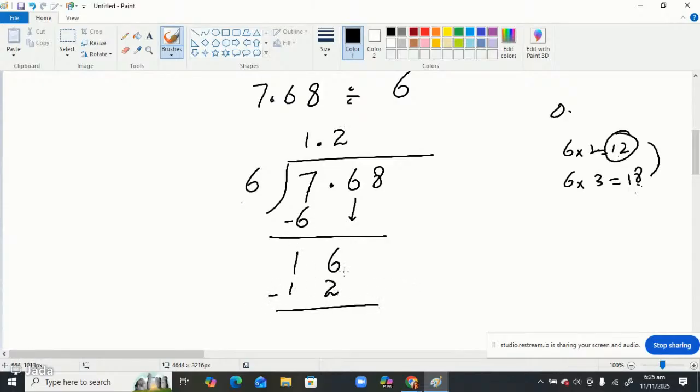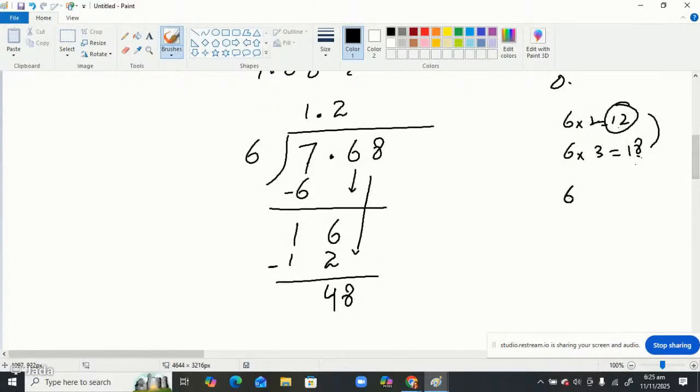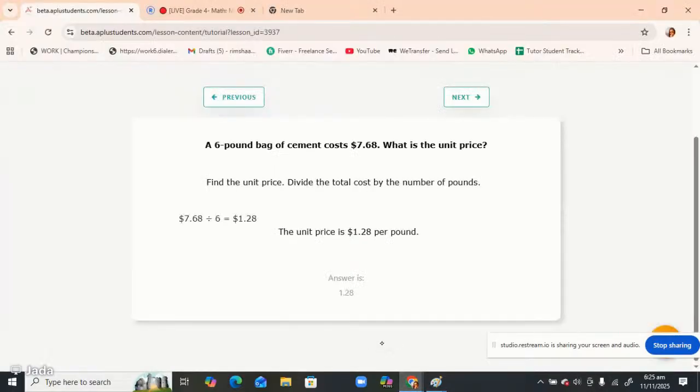Now just subtraction. 16 minus 12 is 4. Now bring the 8 down. 6 times which number is 48? 6 times 8 is 48. So 6 times 8 is 48. Here we go with that. So that is the answer, 1.28. Alright, now let's discuss the test questions.